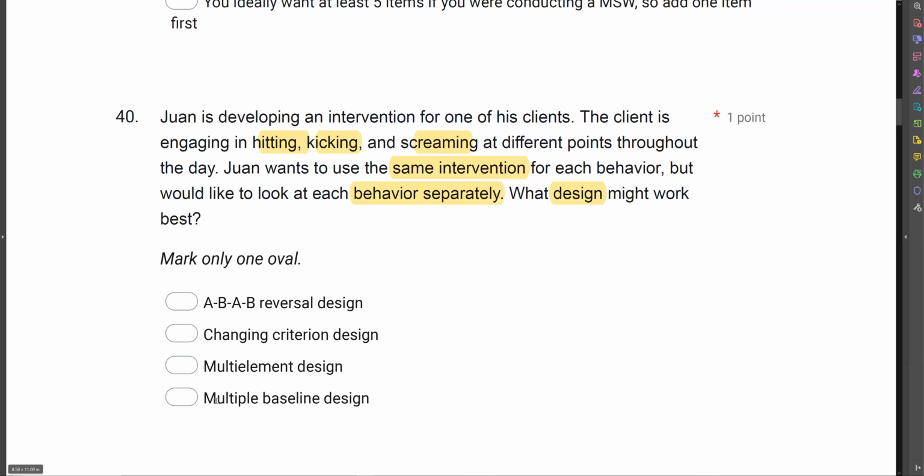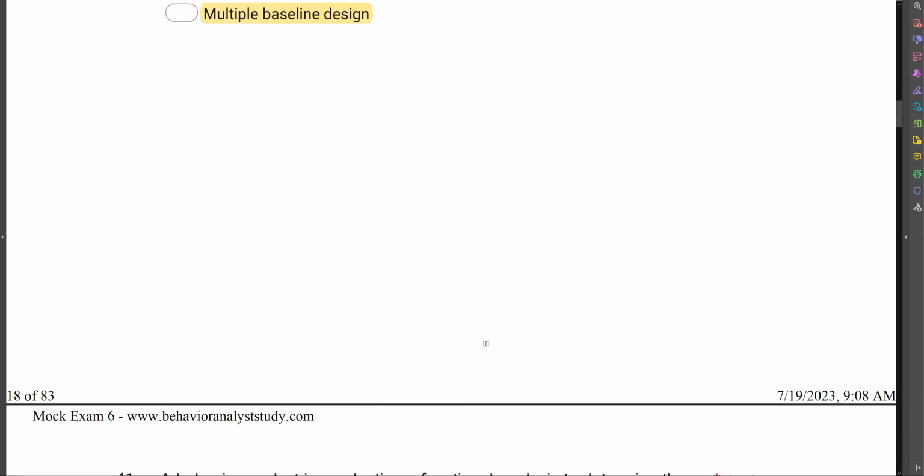So if we look at D, a multiple baseline design, that's just going to be a better approach than the reversal designs and the changing criterion designs, because we can have the same intervention across all the different behaviors. And at the same time, we can start to see, well, is my intervention for hitting affecting kicking or screaming? So multiple baseline design across behaviors is probably the best design given the information.